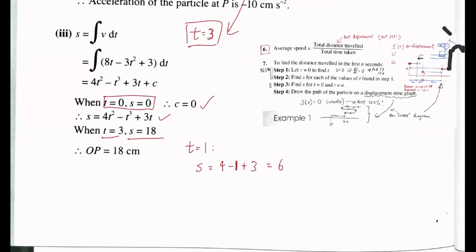If we draw a diagram to represent the movement of the particle, you start at point O. When t equals 1, you are at positive 6, so you're moving towards the right. 6 meters here. This is t equals 1. Then as you continue all the way until t equals 3, you move a total positive 18 meters to the right. Is that okay so far?